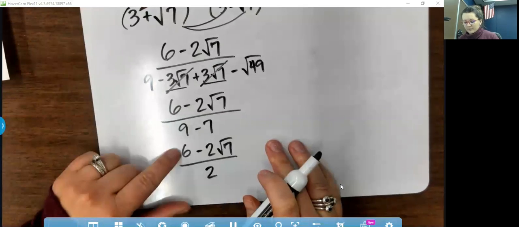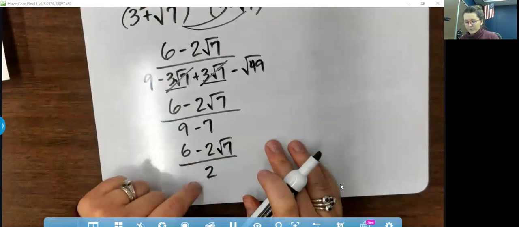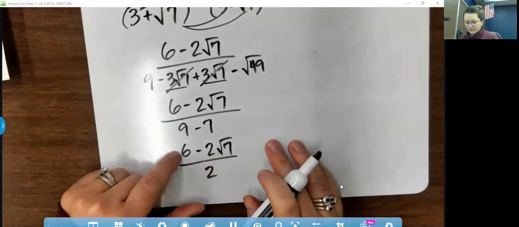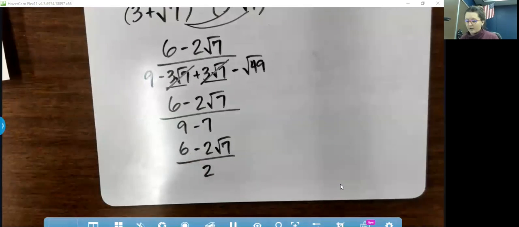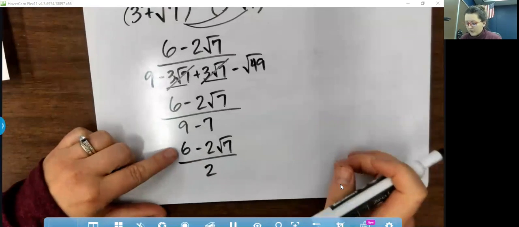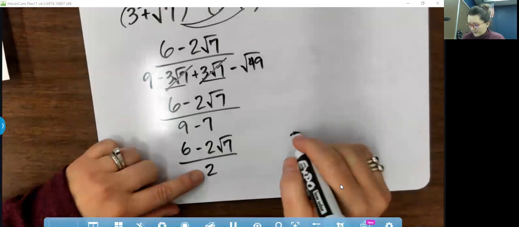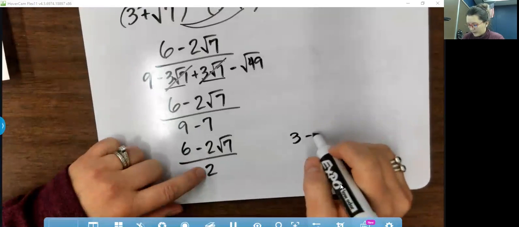And now I can simplify, right? I can divide both of those by 2. Remember, you can only do it if it applies to both. Otherwise, you have to separate them out and make them two different fractions. All right, so 6 divided by 2 is 3, and 2 divided by 2 is 1.